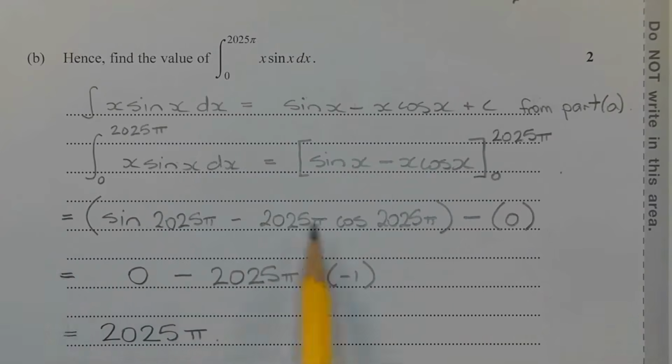Now we can enter this directly into your calculator. Make sure that the calculator is set to radian mode. And we get 0 minus 2025 pi times negative 1, and that equals 2025 pi.